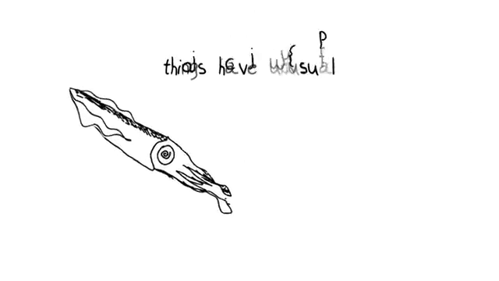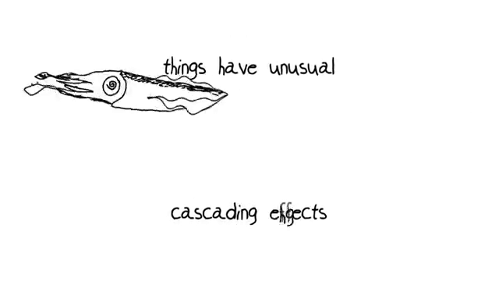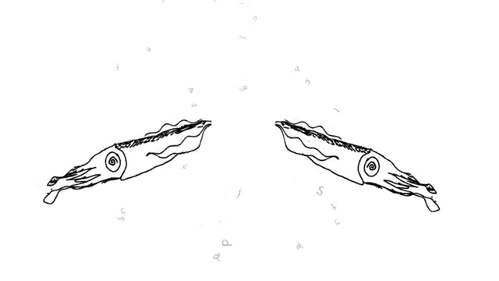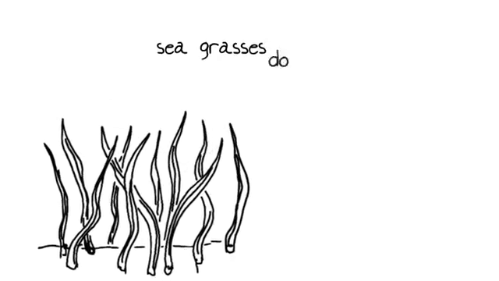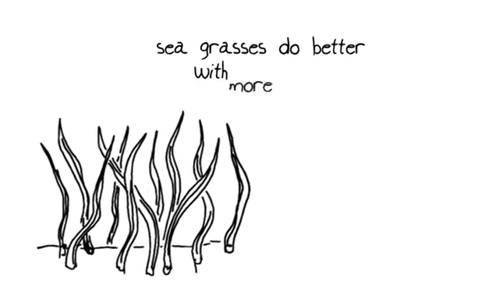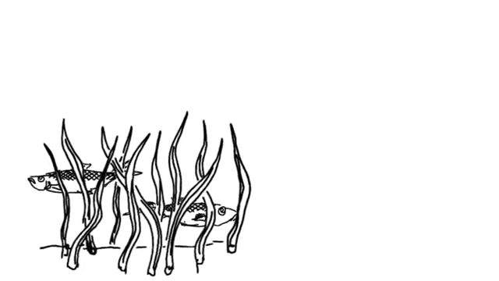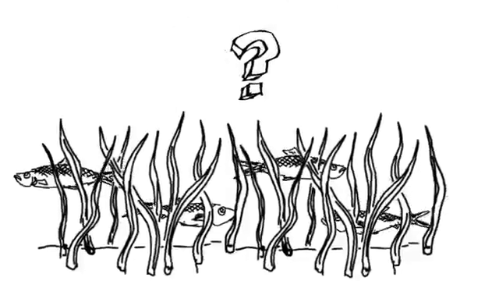Things have unusual kinds of cascading effects that you might not think of, over and above this inability to make calcium carbonate skeletons from seawater. Here's another example that has a complicated story. Like land plants, seagrasses do a bit better in building their bodies when CO2 levels are increased. And seagrasses are really important. They're valuable feeding and spawning sites for a variety of species. So if you enhance the growth of seagrasses, maybe you're doing something good?